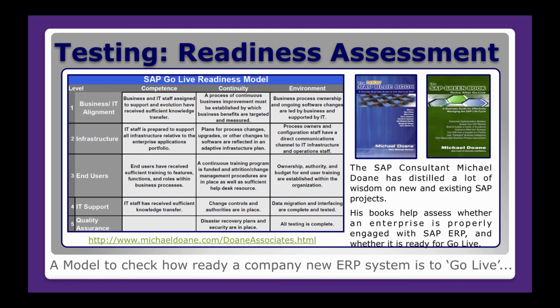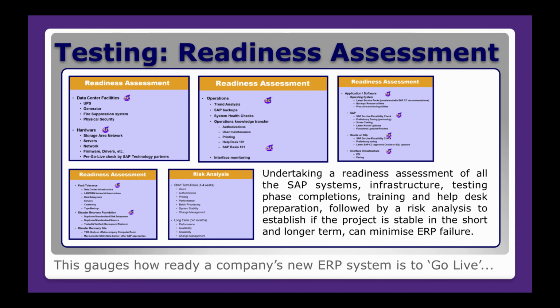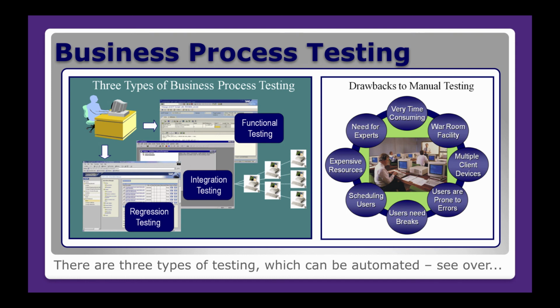There's a lot of knowledge and wisdom been picked up, and there is a consultant, Michael Duan, who has created the blue and green books, and there's lots of recommended procedures and best practice in there on how to do implementation well. And here's readiness assessment. So these are all tests that you can do, and you go through all these different checks to make sure every element of the ERP system is working before you go live. There are 3 types of business process testing: regression testing, integration testing, and functional testing.